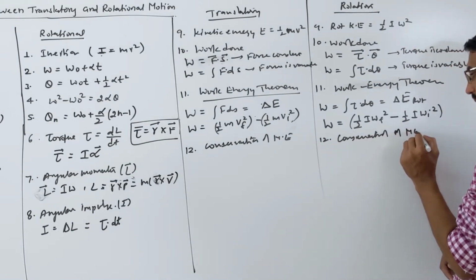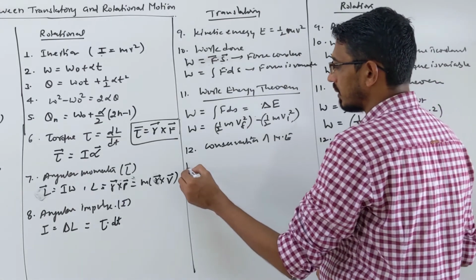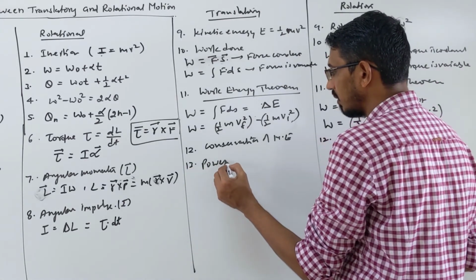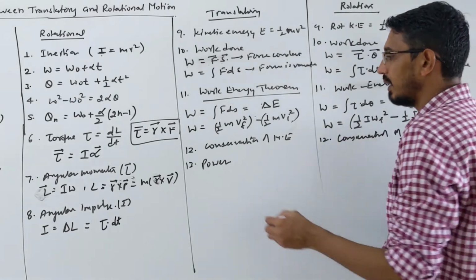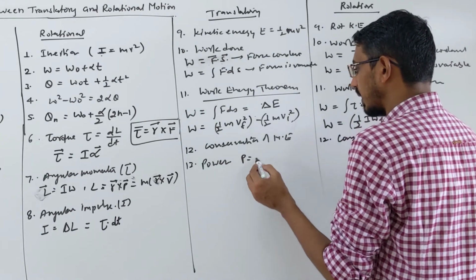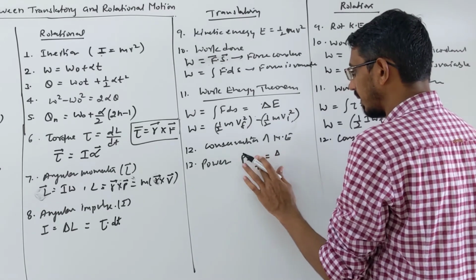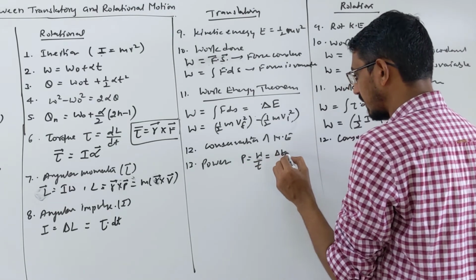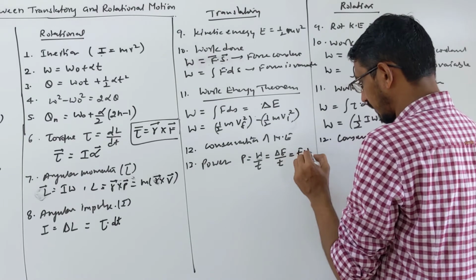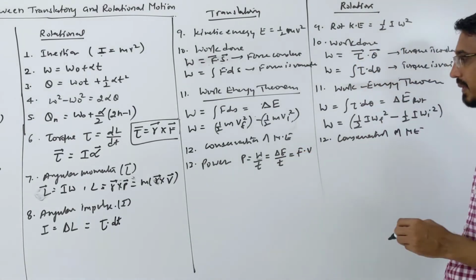Mechanical energy, that you can apply here also, no problem. Then after that you have learned what? Power. You have learned power, correct? The main power formula we learn is energy by time, change in work by time, you write like proper work by time, change in energy by time, or force into velocity. This format we have learned, right?